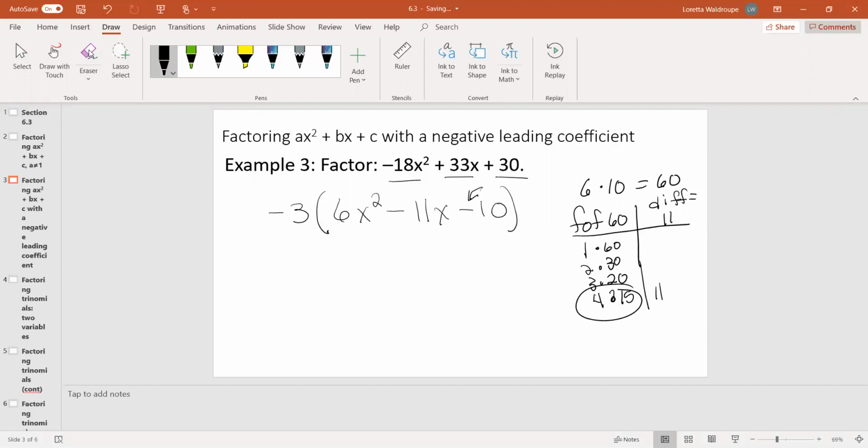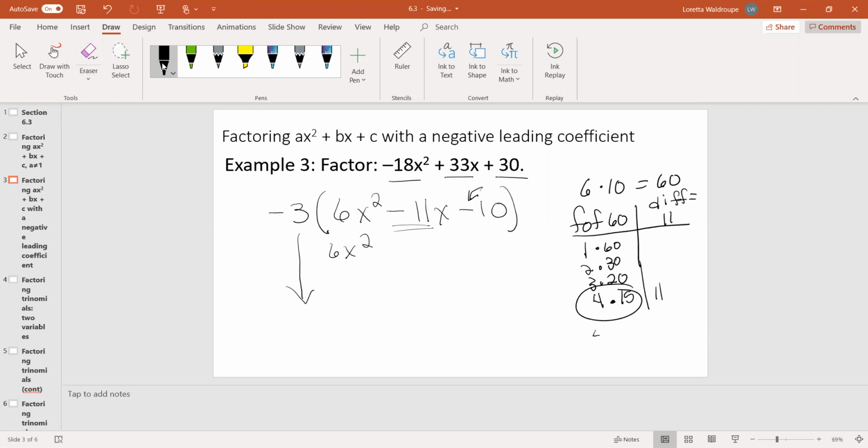Now, I know that I want a negative 11. So, I don't care about my negative 3 right now. 6x squared. If I want a negative 11, you have to determine, do you want your 4 to be negative or your 15 to be negative?